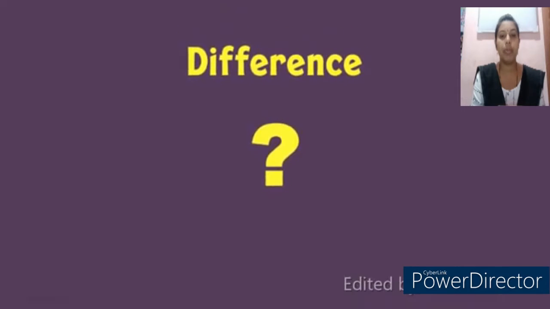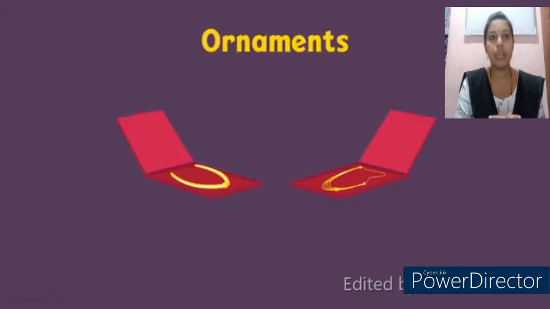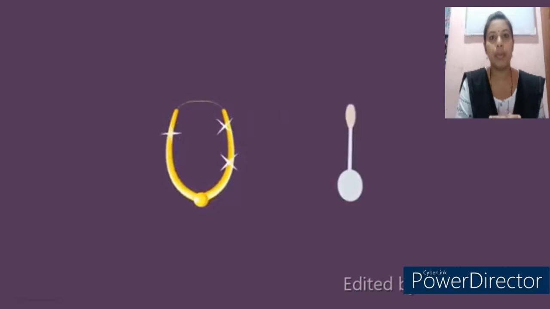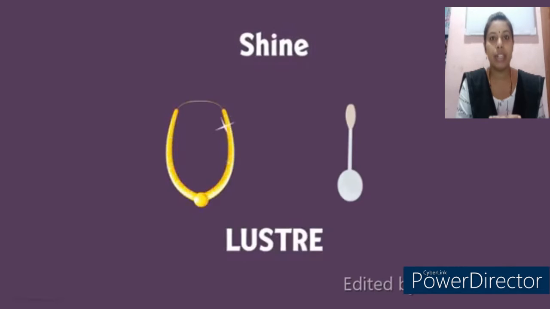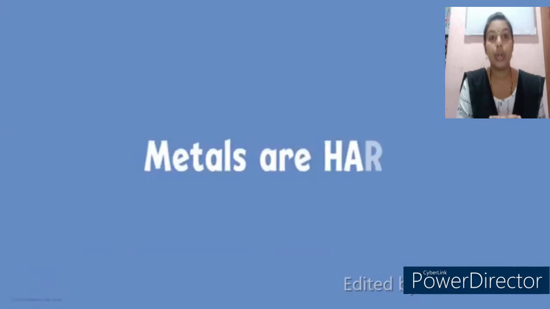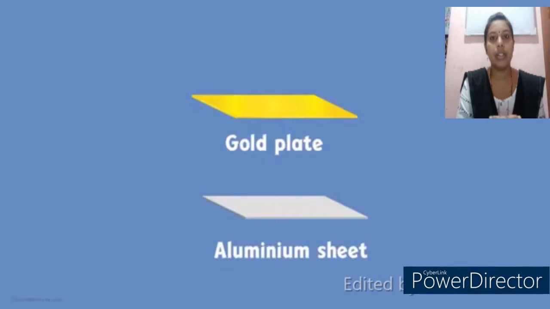How do you differentiate between metals and nonmetals? Look at these ornaments closely. Do they shine? Or even the aluminium spoon. Does it shine? Of course. Both gold and aluminium have a certain shine, and this shine is called metallic luster. If a metal plate drops on the floor, does it break into parts? No, that is because metals are really hard in nature.